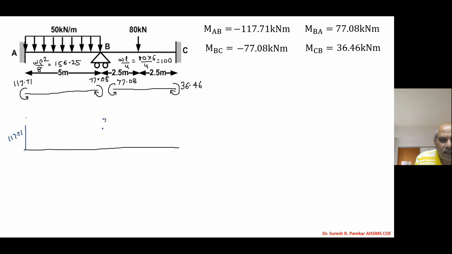So we have this as 77.08 and this value we have 36.46. So somewhere here 36.46 and then we will connect this. So we have this as 77.08 and we have this value that is 36.46. So this will be BMD due to final moments.